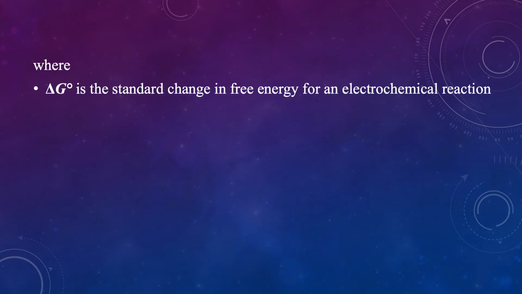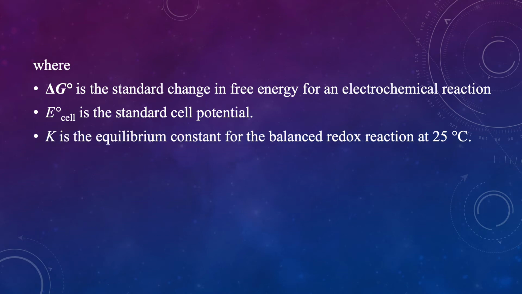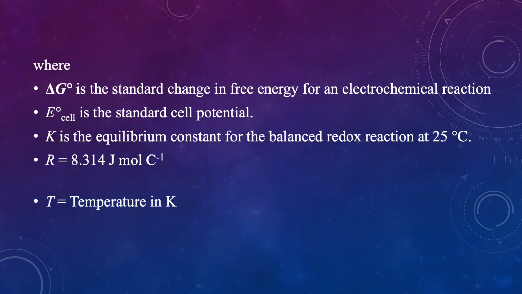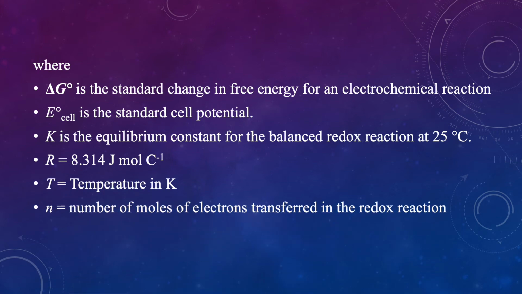where delta G naught is the standard change in free energy for an electrochemical cell, E naught cell is the standard cell potential, K is the equilibrium constant for the balanced redox reaction at 25 Celsius, R is 8.314, which is the gas law constant, joule per mole kelvin, T is the temperature in Kelvin, n is the number of moles of electrons transferred in the redox reaction, and F is Faraday's constant, which is equal to 96,485 coulomb per mole.